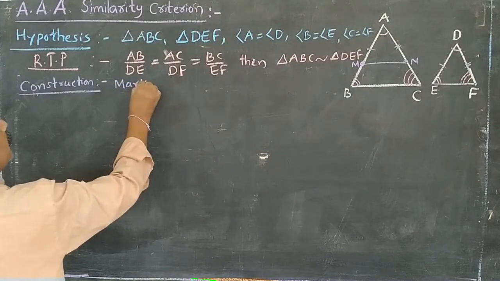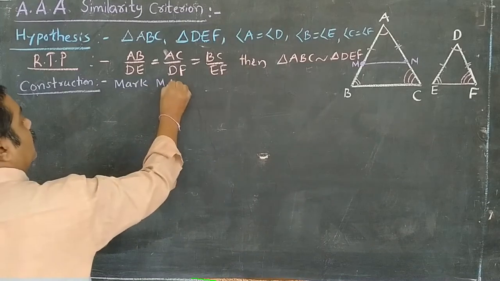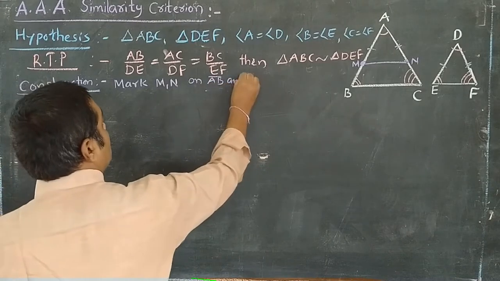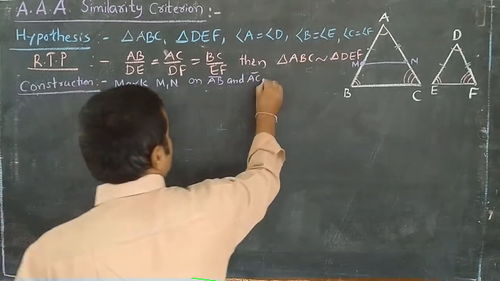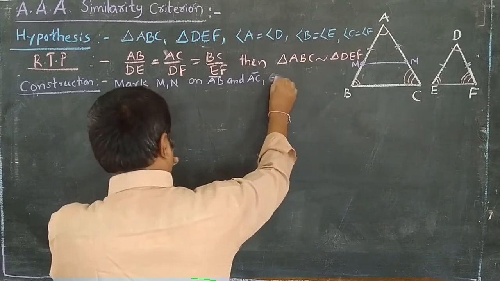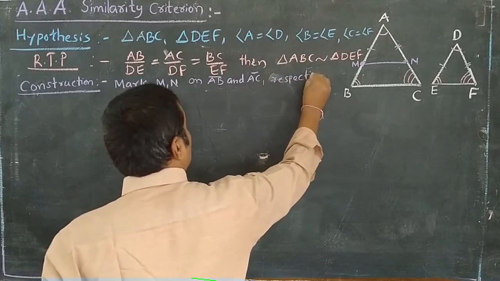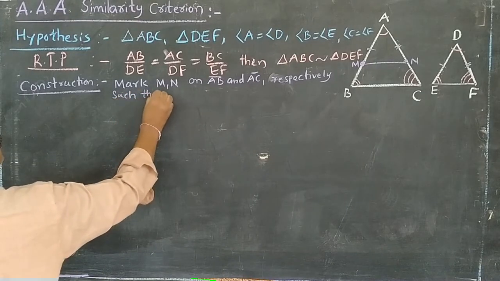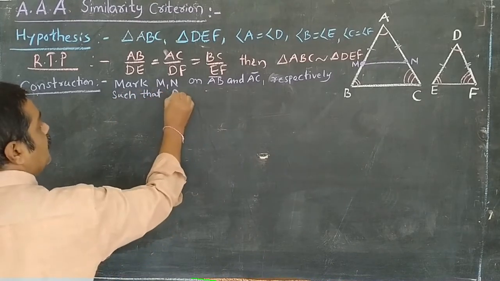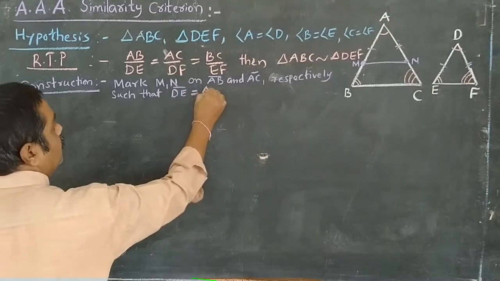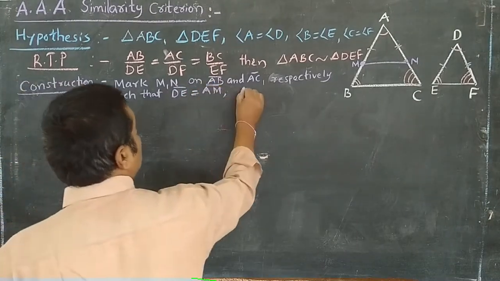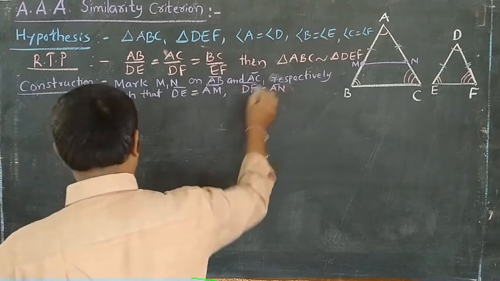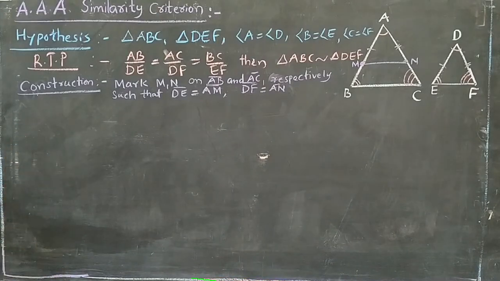Mark M, N on AB and AC respectively such that DE length is exactly equal to AM and also DF length is equal to AN. Like this we constructed, children. Then go for the proof.